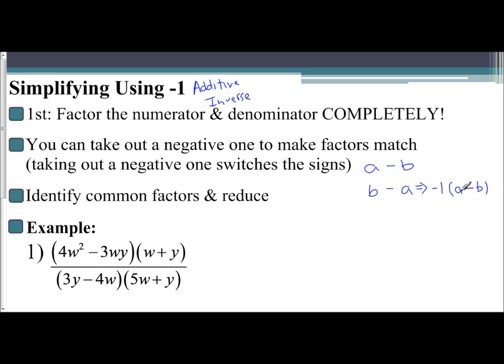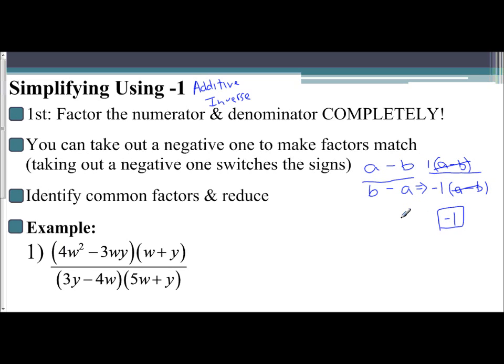And so now you see you have the same factor. We can actually cancel it out. And so what this means is that if you have a minus b over b minus a, we could simplify it down. They both have the a minus b in common. You're left with 1 over -1, which is -1. And so a minus b over b minus a simplifies into just -1.